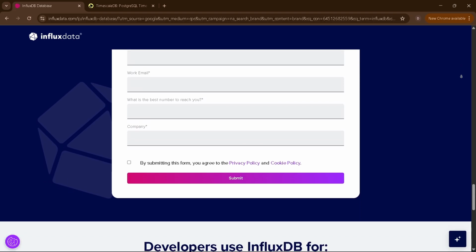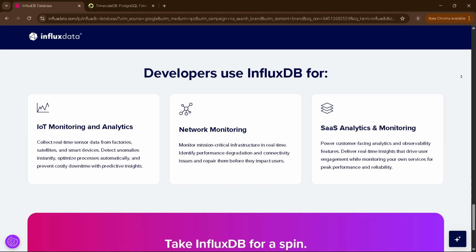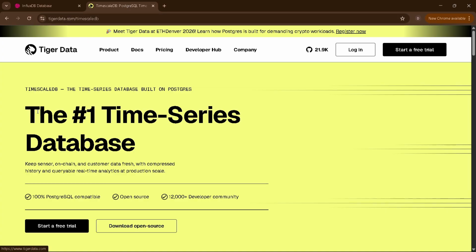When it comes to performance, InfluxDB is built to handle huge bursts of data without slowing down. It's a favorite for IoT sensors and system monitoring. It keeps things simple so it can stay fast.